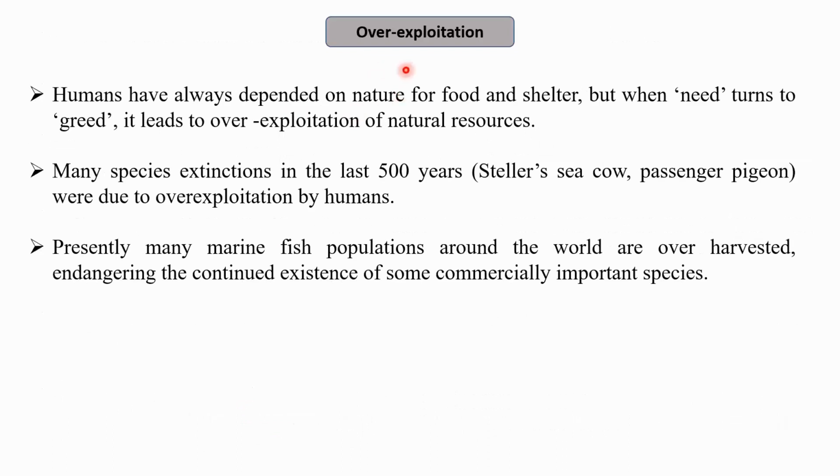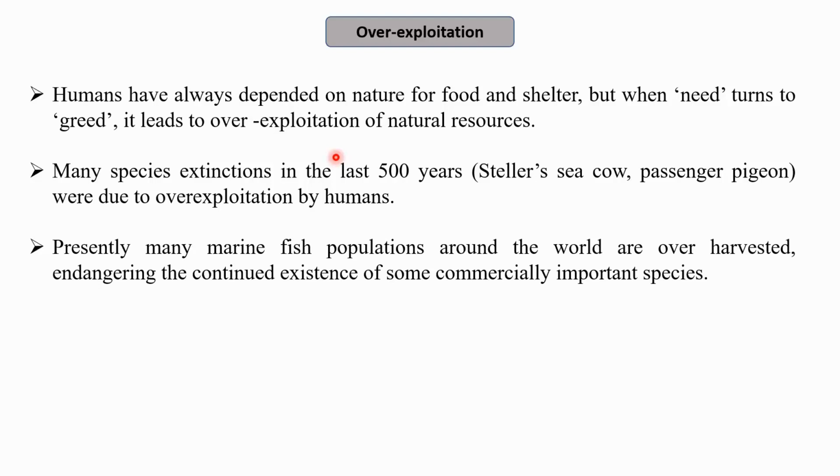The next is the over exploitation. So humans have always been dependent on nature for food and shelter, but when need turns to greed, it leads to over exploitation of natural resources. So as I discussed earlier also, the over exploitation or the overutilization of the natural resources might also be one of the causes for the destruction or the loss in the biodiversity.